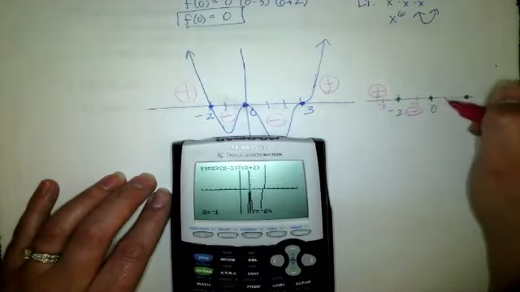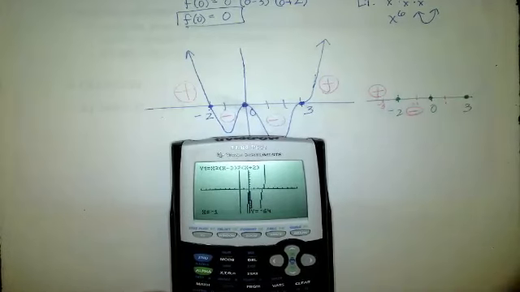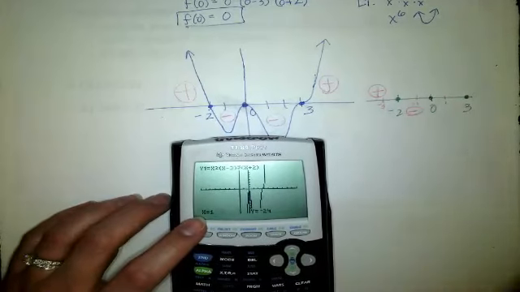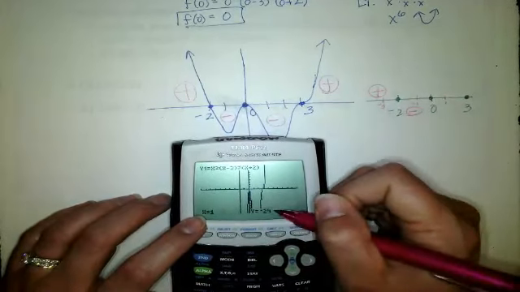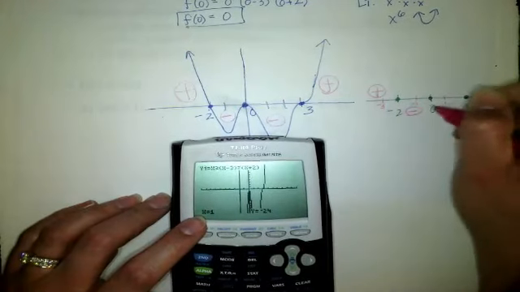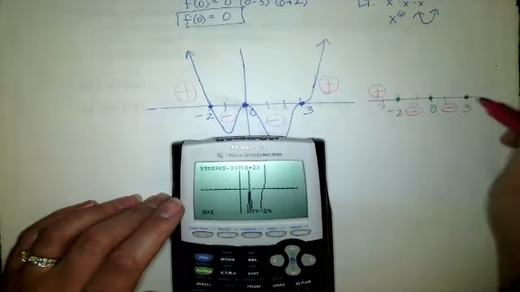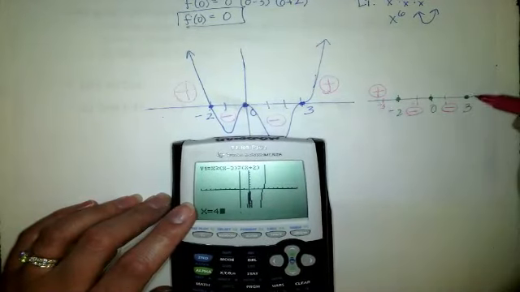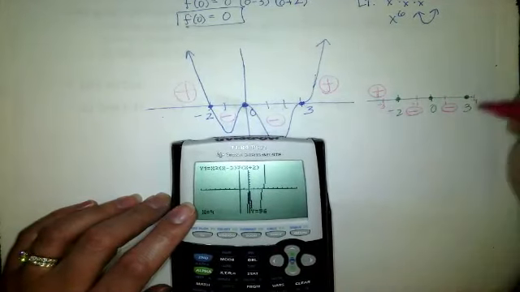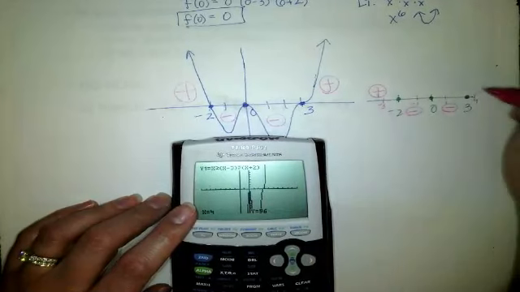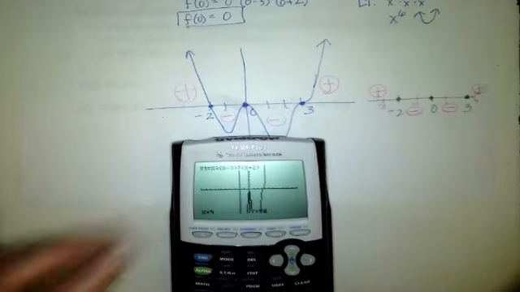Between 0 and 3 is a number like 1 or 2 or 2.5. If I tried 1, again, I'm getting a negative output value. Everything between 0 and 3 would give us a negative result. And then I could try something like 4. If I plug in a 4, again, I get positive 96, a positive output value.